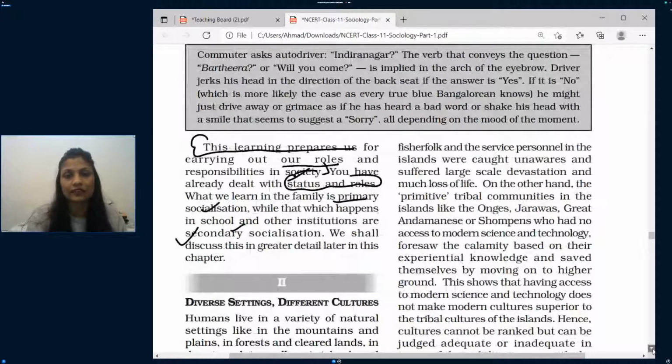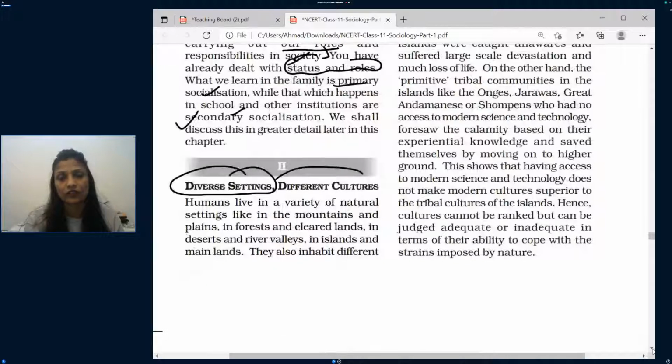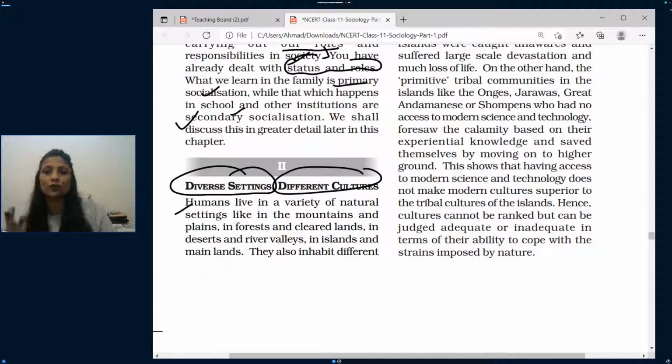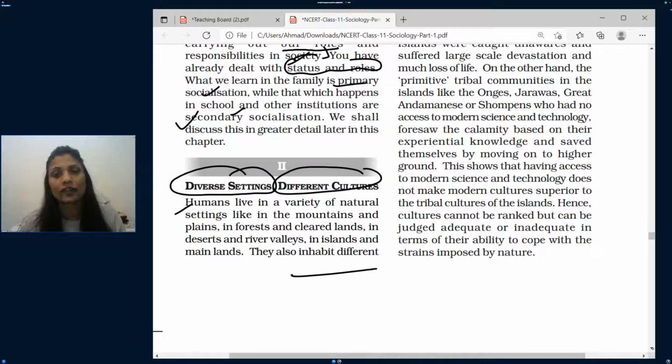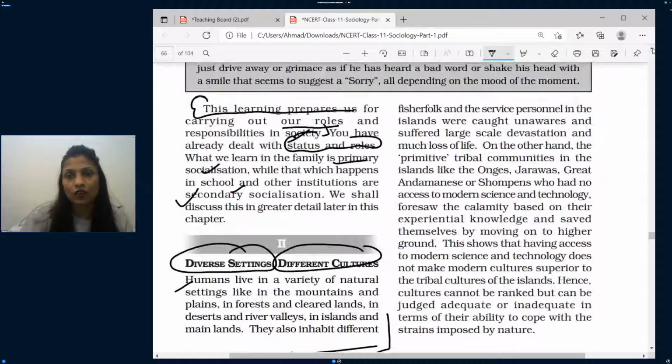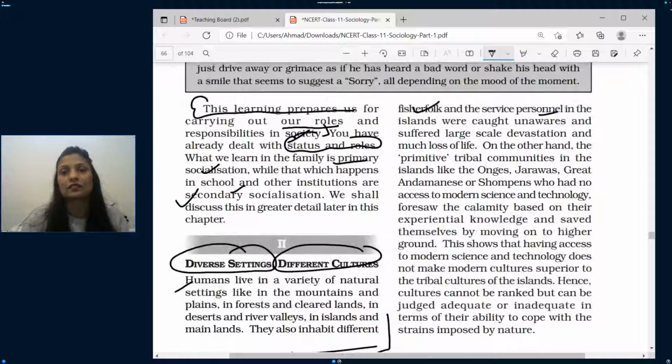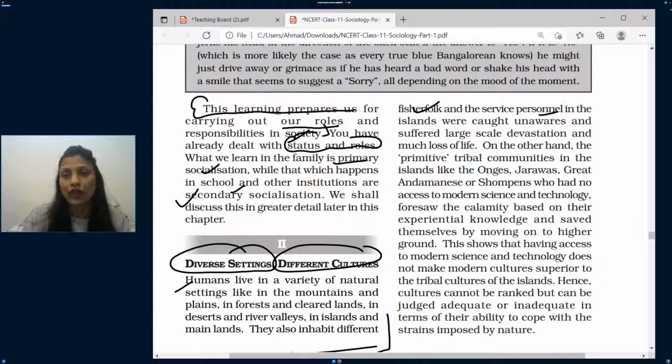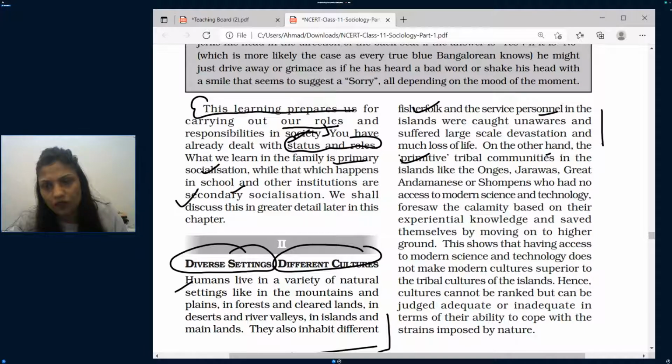Now let's talk about diverse settings and different cultures. Of course we know that humans live in very different natural settings, from mountains to plains, to forests to land. We are living in different ways, wherever we inhabit, such as fisher folk and their service personnel on the islands. We have seen how it is different. For example, the primitive or tribal communities who are living in islands like, just wait, just a minute.